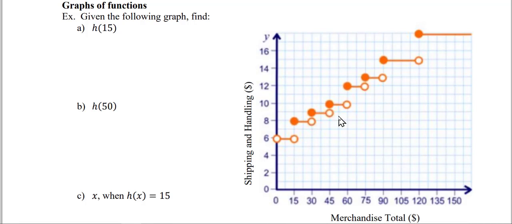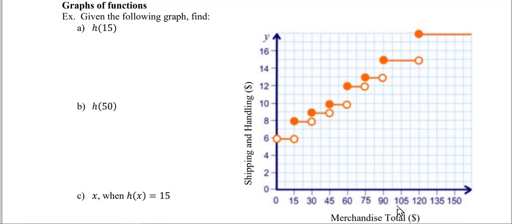Is this really a function? Well, if you have a certain merchandise total, is it possible for you to pay two different shipping and handling costs? The answer is no, right? They can't charge you two different costs for shipping and handling. It's whatever it is, right? And so this is a function. You can also see that by checking the vertical line test, right? Anywhere you draw a vertical line, you only hit the graph at one point.